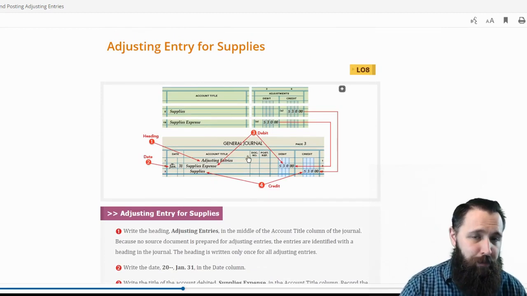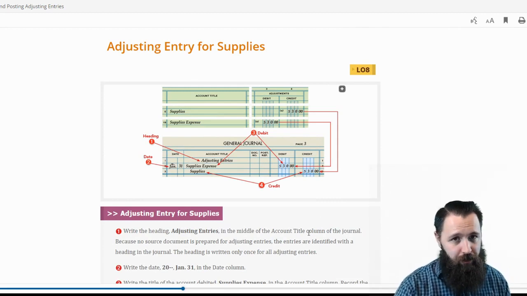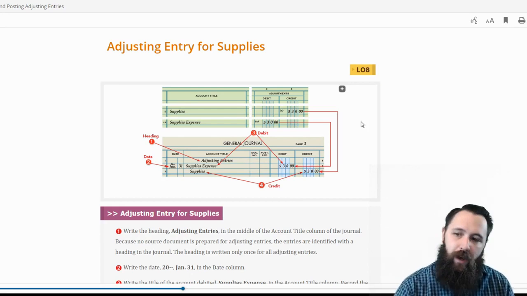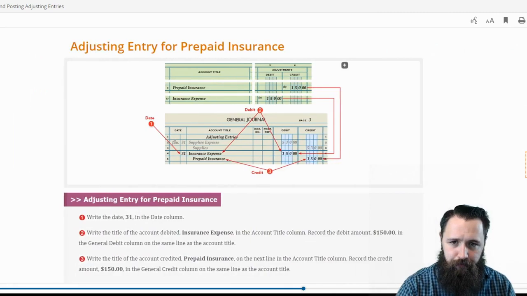Now, what's the next step? We'll obviously have to post this to the ledger as well, because we record in the general journal and then we post to the ledger to update these balances. And that's coming up around the corner.